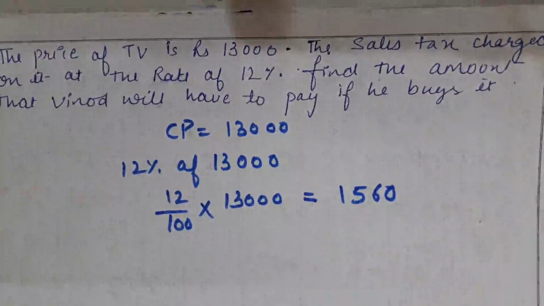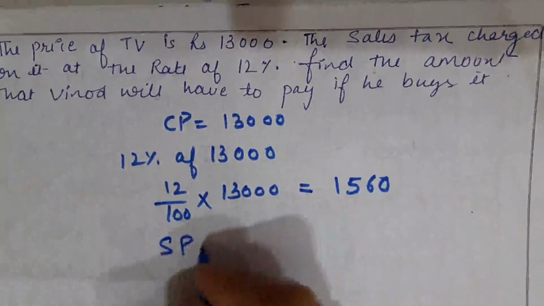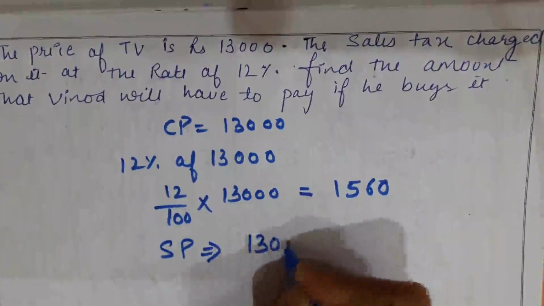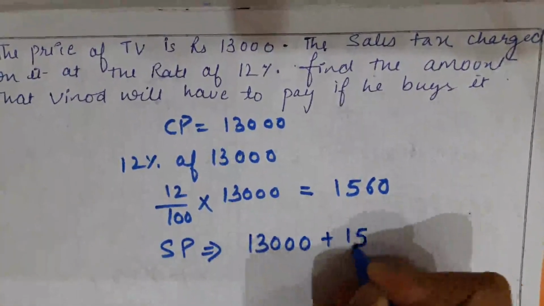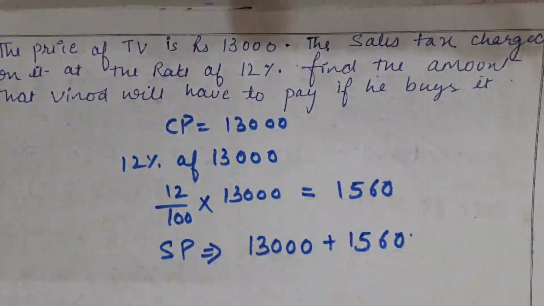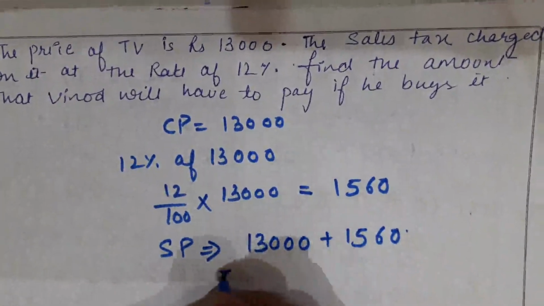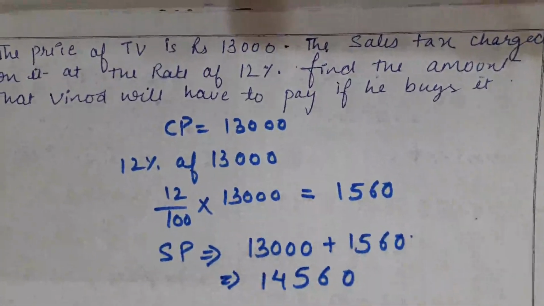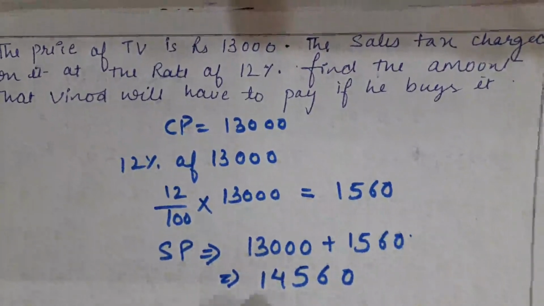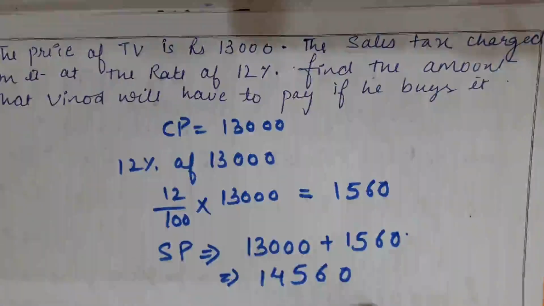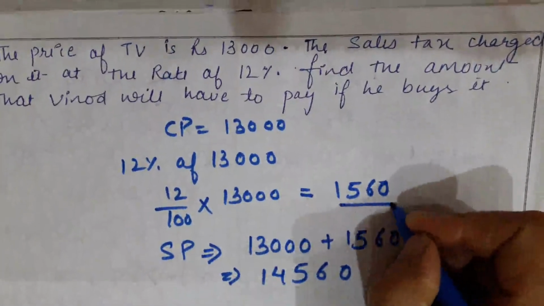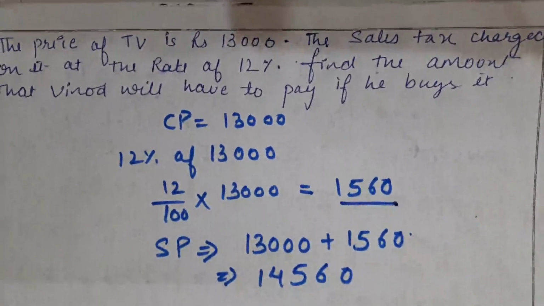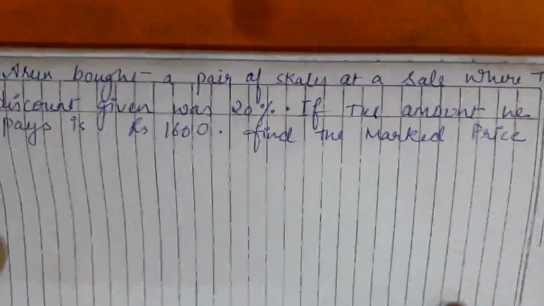But you have to show the SP is equal to CP 13,000 plus this GST. Okay, so sales tax, it means you have to pay this. So the amount that Vinod will have to pay is 14,560 because 1,560 is the tax. So Vinod has to pay that also. Let's move to the next question.